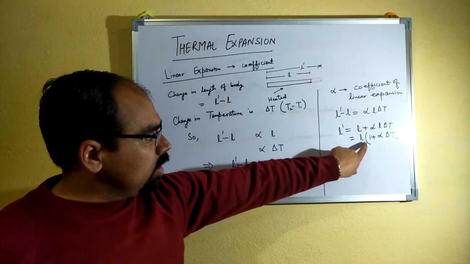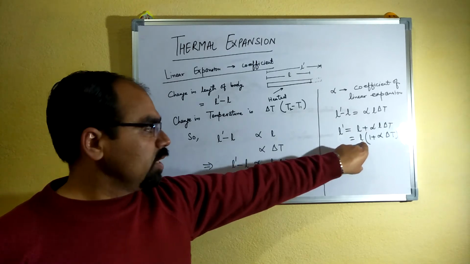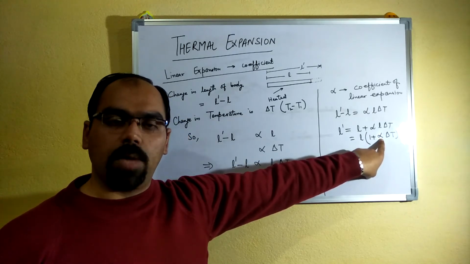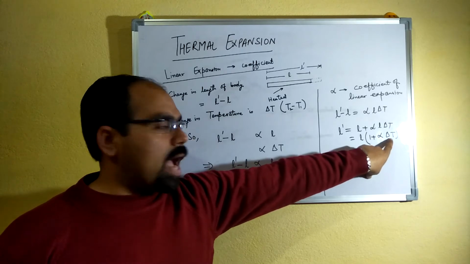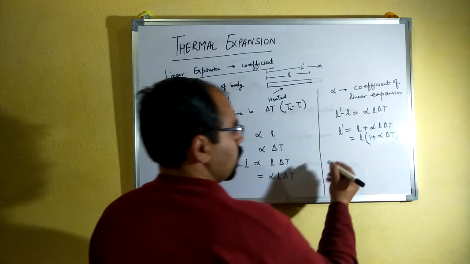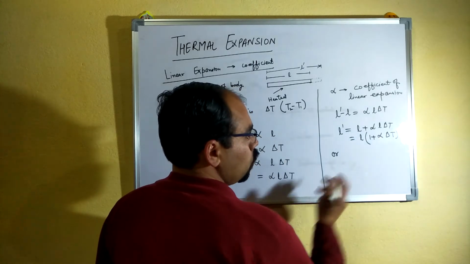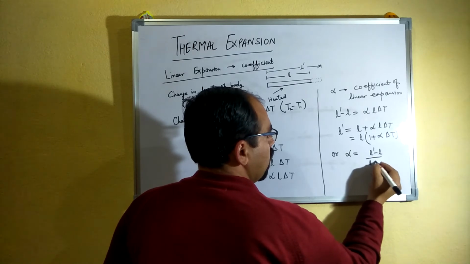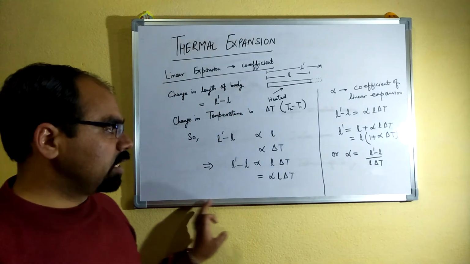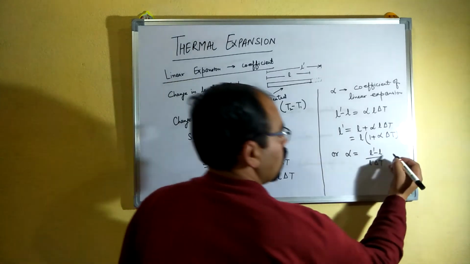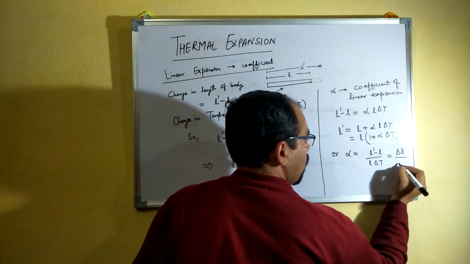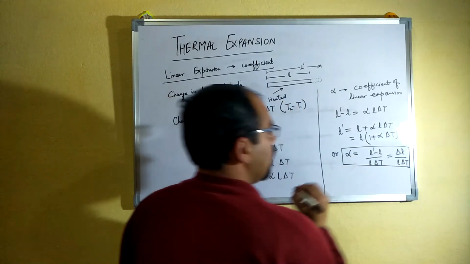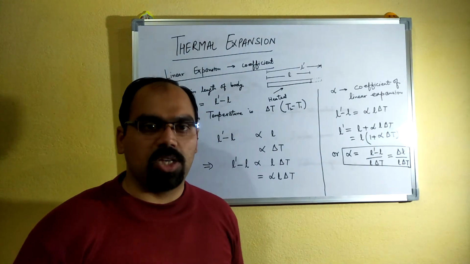It is dependent on the original length, then the value of the linear expansion coefficient, which depends on the type of material of the body, and the increase in the temperature of the body. Or from here you can also get the value of alpha. It can be L dash minus L upon L delta T, that is, delta L upon L delta T. This is the expression for the coefficient of linear expansion.